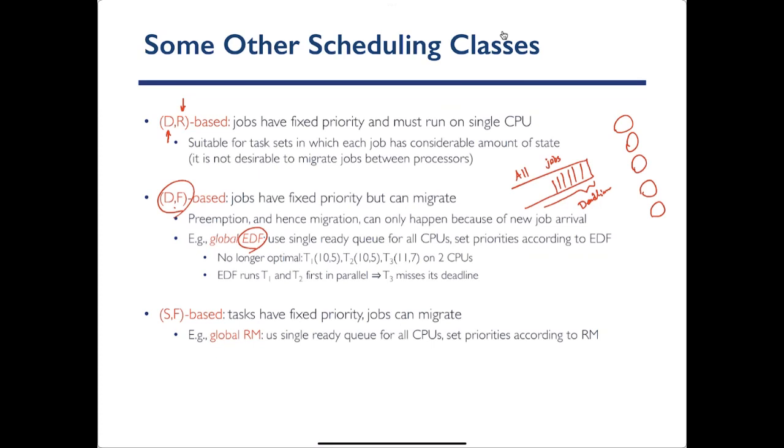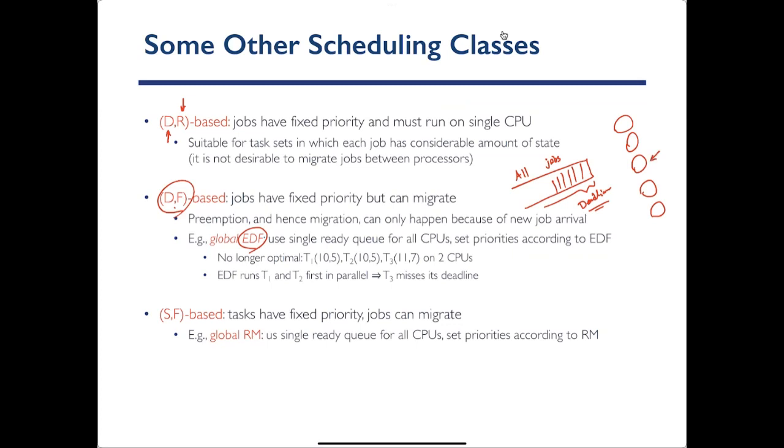And whenever you have a CPU available, you can give them to that CPU. So this scheduling would be a DF, because each job has its own priority, and because you're sorting them based on deadlines, if a job comes with a lower deadline than a job that, let's say, is running here, you're going to preempt the job.